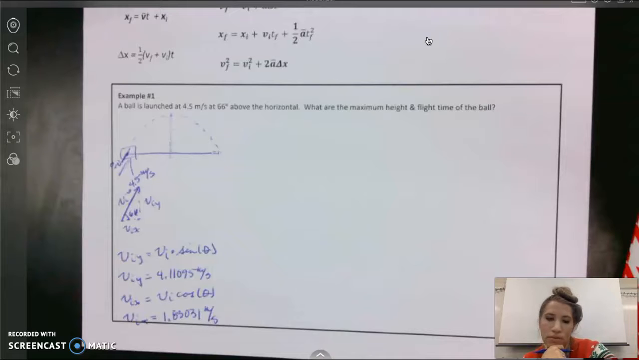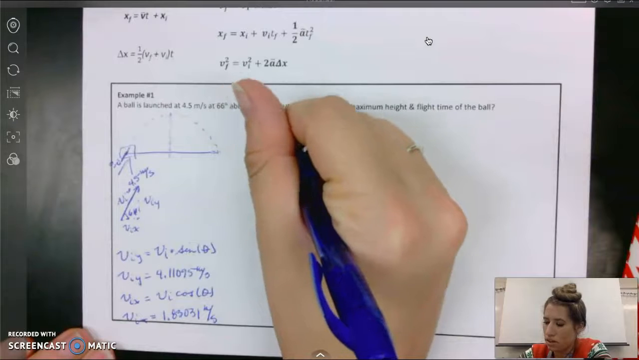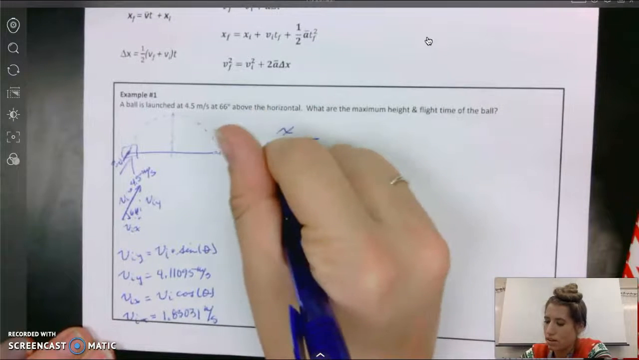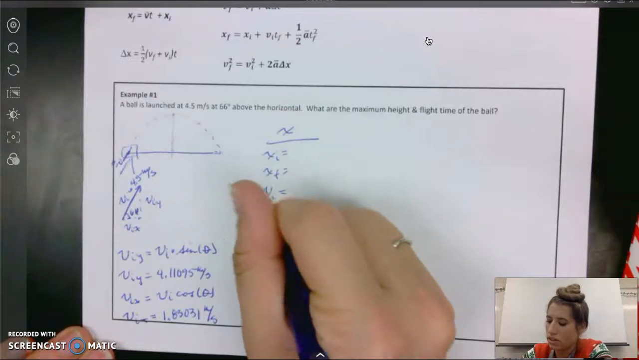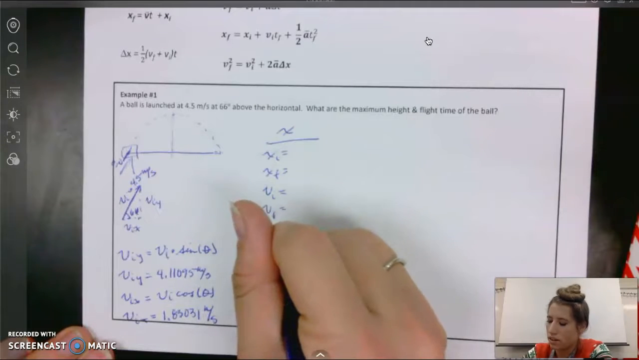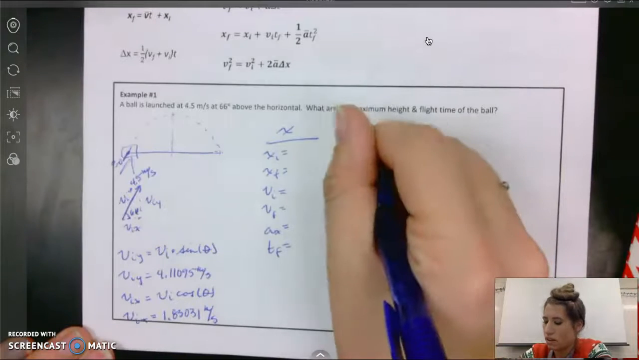We've drawn a picture. We've established an origin. Now let's make our lists of knowns and unknowns. In the x direction: x initial, x final, velocity initial, velocity final, acceleration, and time. And same thing in the y.